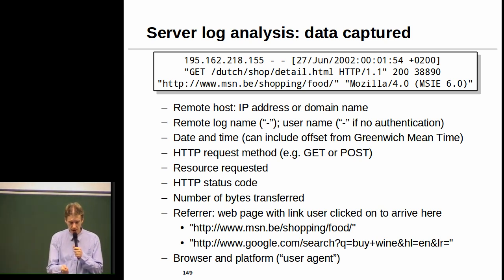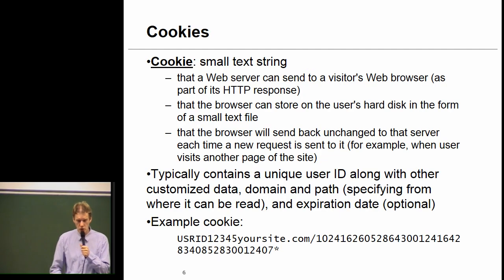So you see, there's lots of interesting information stored in this web server log about the visit of the particular user. Another way of collecting information are cookies. A cookie is a small text file, a small text string. So typically, when you access Amazon, Amazon will put a cookie on your machine, a text file, which will typically contain a unique user ID.